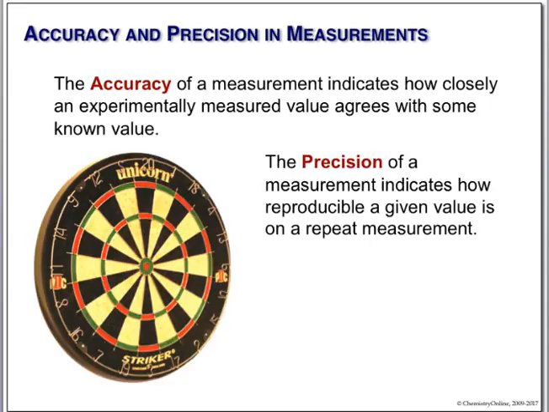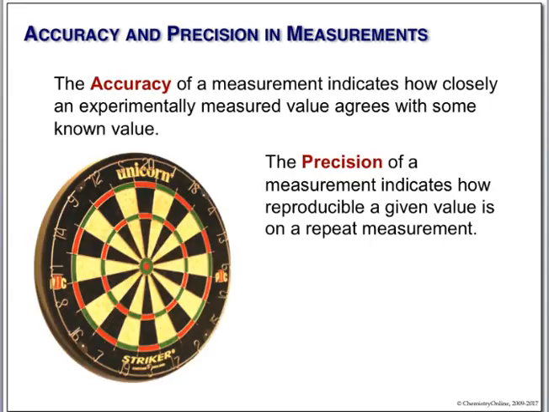So we know the density of water is some value. You measure it, it comes out that value, that's accurate. If you repeat it many times and you get the same value, you're being very accurate in your measurement. Precision indicates how reproducible it is. So if we have measured this many times, always get the same number, our number is also very precise.